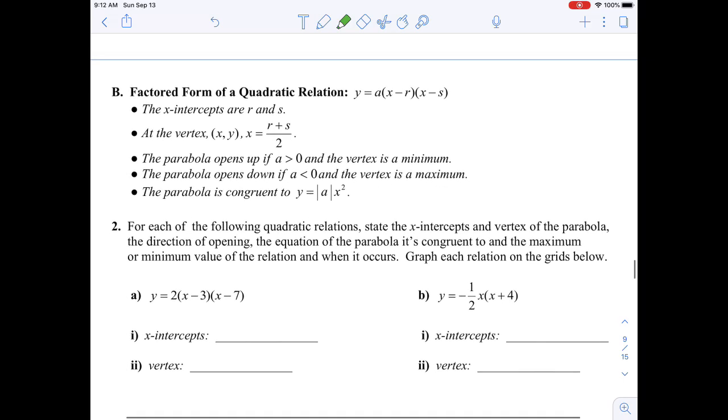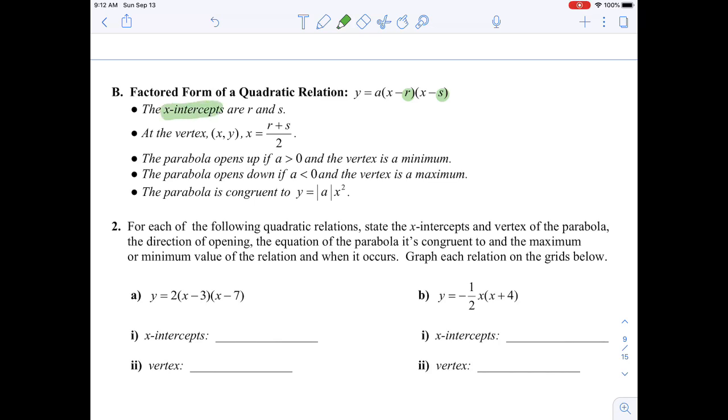It didn't directly tell you the vertex, but there are some ways we can use some of the information it does give you to figure out what the vertex is. So first off, just a little review of factored form. It looks just like this, of course, and it's got two new values we need to introduce as part of it. So here we have two separate factors that it's been broken into, and each factor has a specific number being subtracted in each bracket. We call those numbers R and S. And those R and S values are actually our x-intercepts.